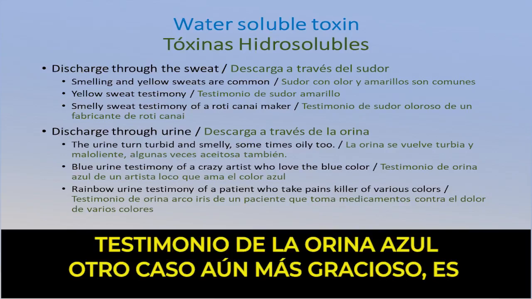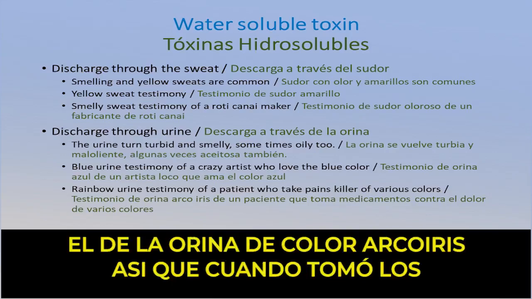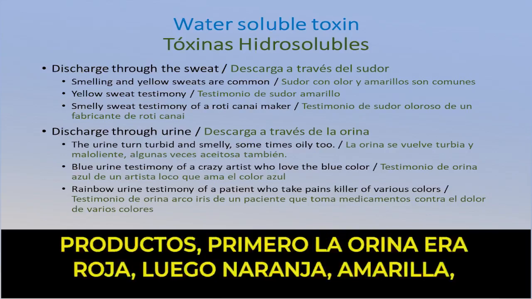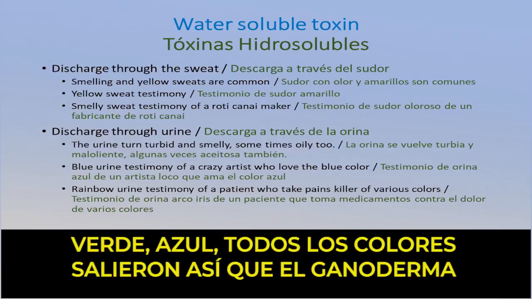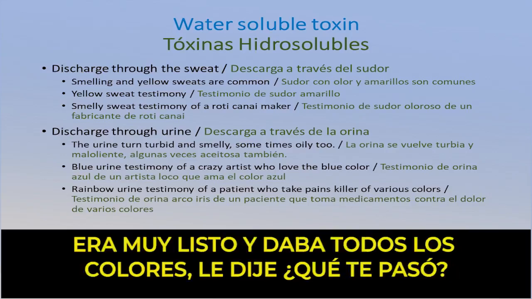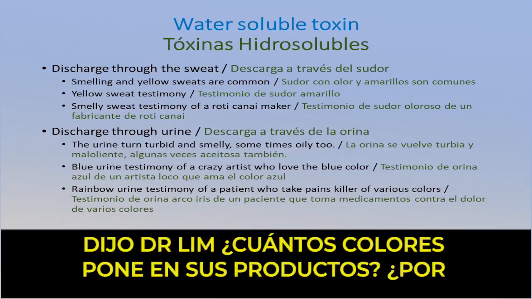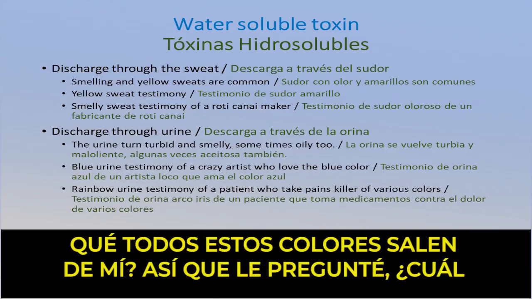Then another case is even more funny, the rainbow urine. So when you take the products, first the urine is reddish in color, and then orange, then yellow, then green, blue, you name it, all the colors of the urine come out one by one. So I think our Ganoderma is also very clever, it can sort out all the colors. You say, what happened to you, Dr. Lim? I don't see any color in your products now. Why are all these colors coming from me?